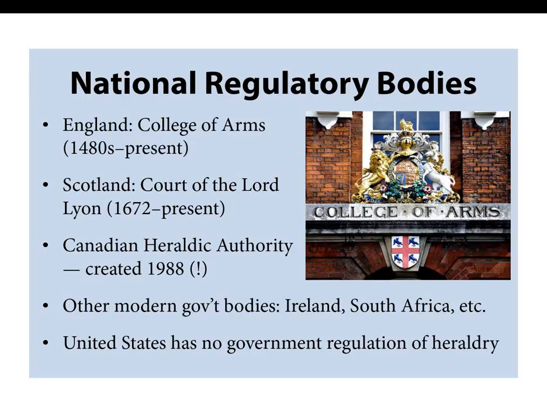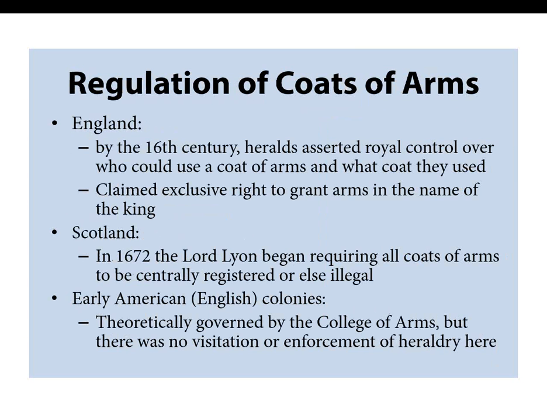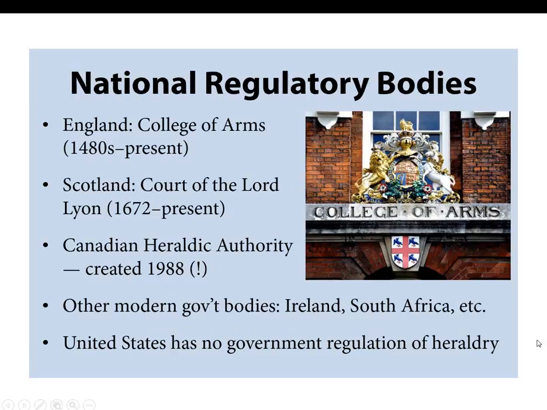The Canadian Heraldic Authority was created in 1988, although, of course, it had its roots in the mother country, which also regulated heraldry. But the United States of America has no governmental regulation of heraldry at all. And that's something that I want to come back to in a couple of different ways. One thing I'll say is that Americans can get coats of arms designed and registered in some of these other countries, especially Americans of English or Scottish descent. That's not something I'm going to spend a lot of time on right now, but we can come back to that in questions as well.